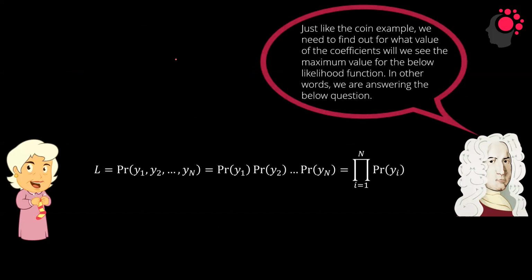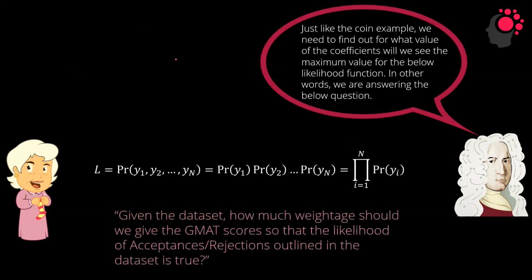Just like the coin example, we need to find out for what value of coefficients we will see the maximum value for the below likelihood function. Basically, what's happening is we are answering this question: given the data set, how much weightage should we give to the GMAT score so that the distribution that we already have in the target variable in our data set actually happens? So it is something similar. As we discussed in one of the earlier slides, we are looking at the likelihood of this distribution, the data set, actually happening. In order for that likelihood to be maximum, meaning to be absolutely certain, what should be the coefficient value?